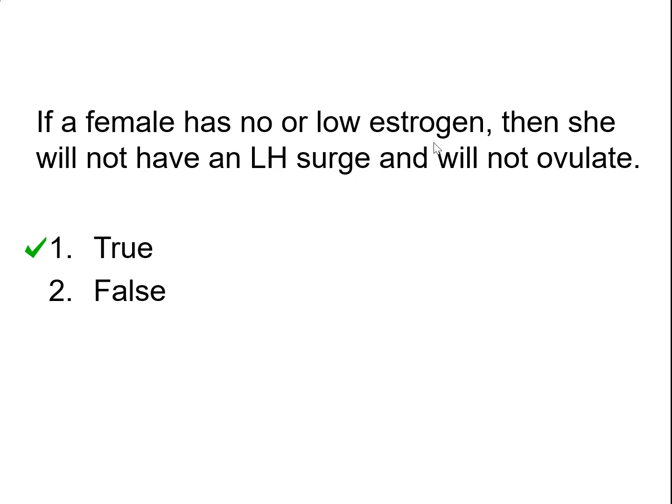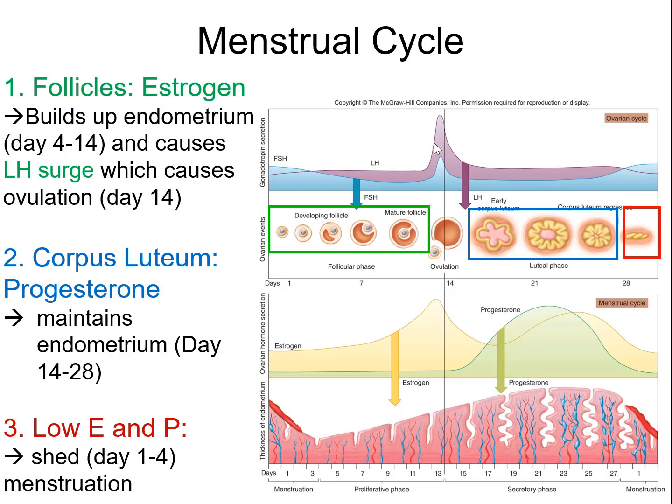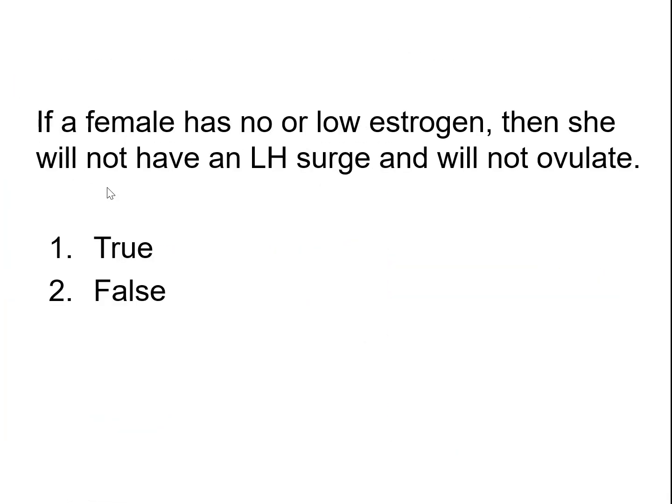So remember, estrogen has a couple of roles. One is to help build up the endometrium, but the second one is to cause that LH surge and therefore cause the ovulation. So again, if you go back and review, remember we said the buildup of the estrogen right here is what causes that LH surge. So again, estrogen builds up the endometrium and causes the LH surge, which then causes ovulation. So the reason why I bring this up is because if you can manage to keep the female on no or low estrogen, she doesn't have an LH surge and she will not ovulate.